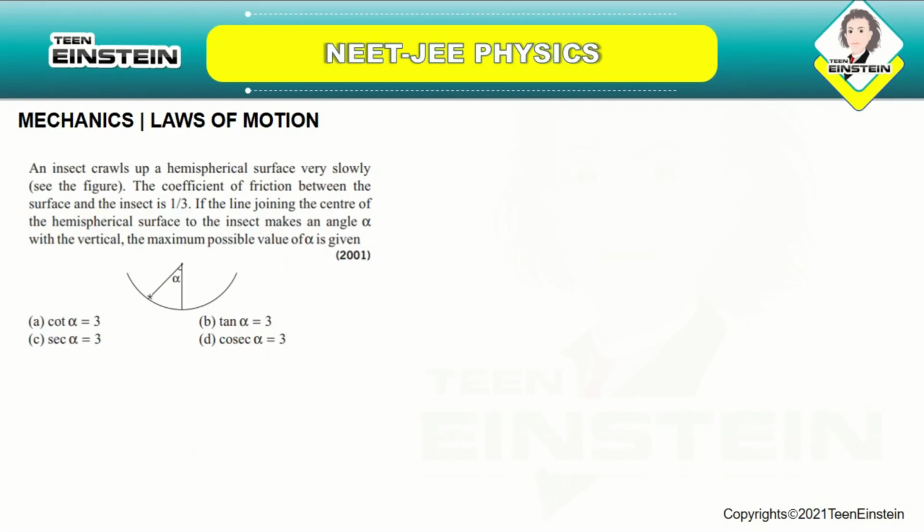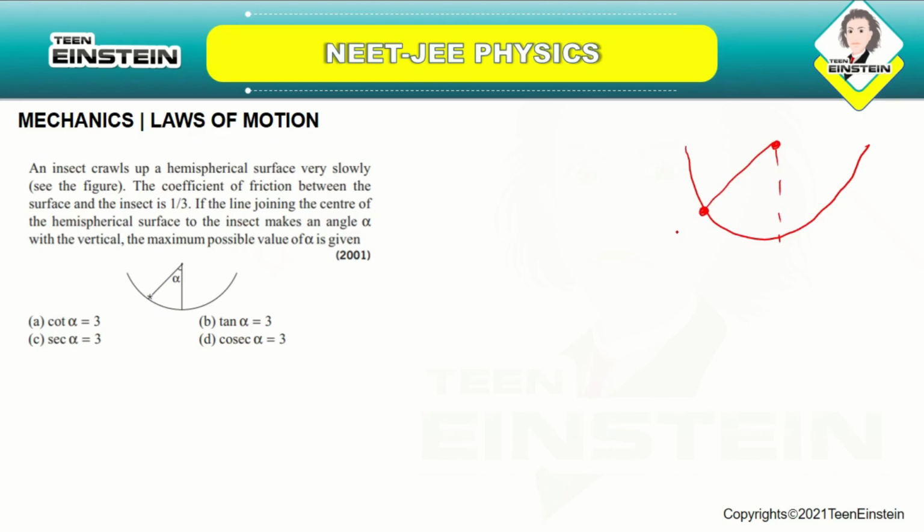An insect crawls upon a hemispherical surface very slowly. The coefficient of friction between the surface and the insect is 1/3. If the line joining the center of the hemispherical surface to the insect makes an angle alpha with the vertical, the maximum possible value of alpha is given by. Here you can draw the hemisphere like this, and draw the center like this. Here the insect is crawling over here.